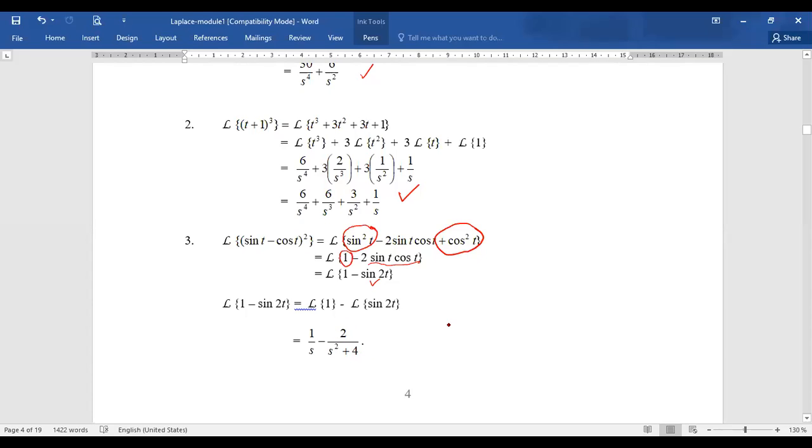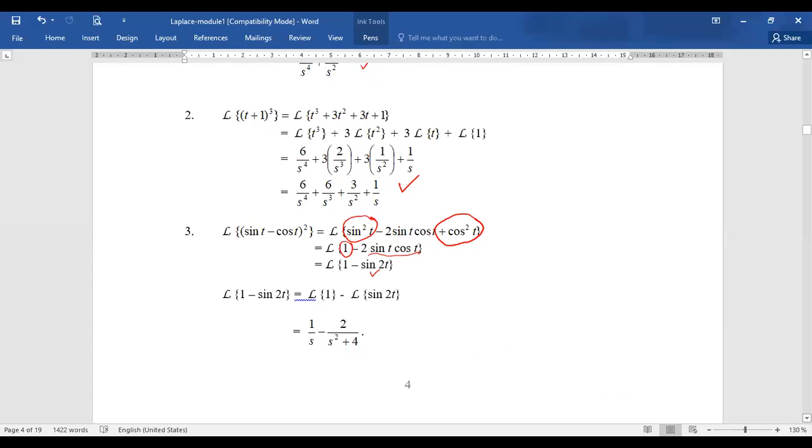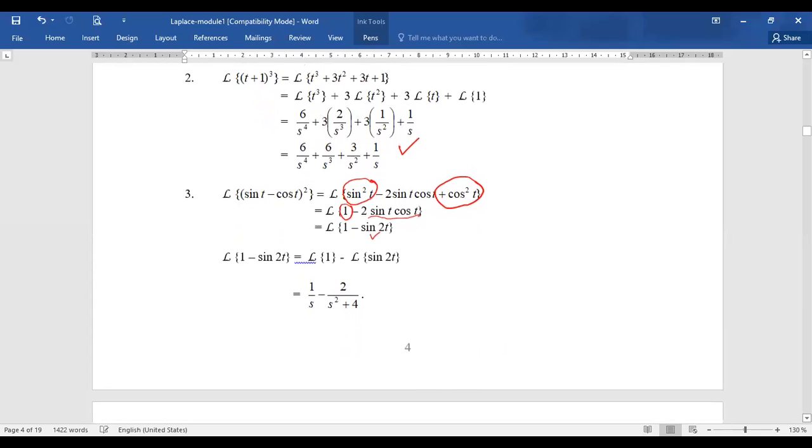Okay. So the formula is not given in your test or final. Because sepanjang COVID ni memang exam ataupun test open book. So formula tak diberilah.